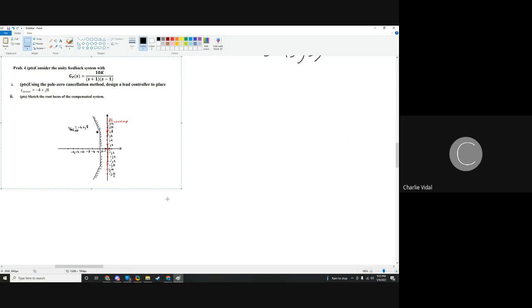And even though it's not easier, it does still require trial and error. So you might be able to figure out that you can't cancel it at a certain pole, and then you would have to redo the whole problem again.